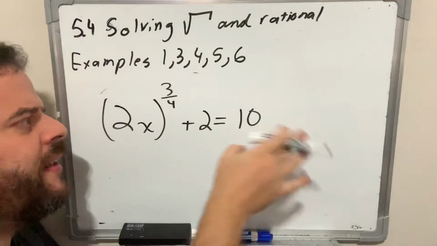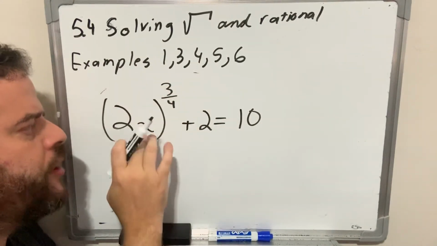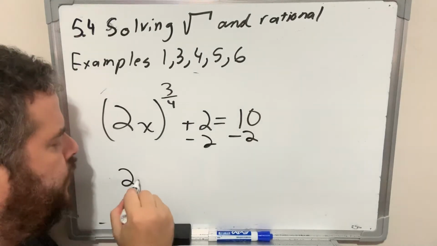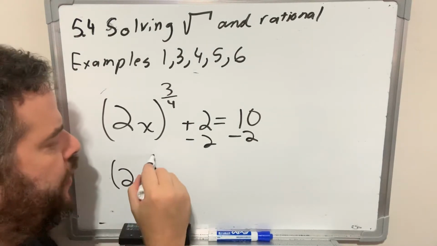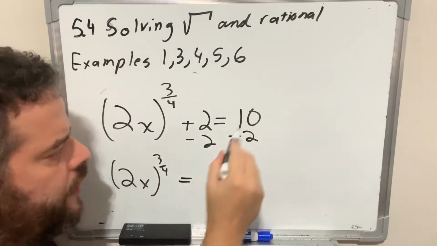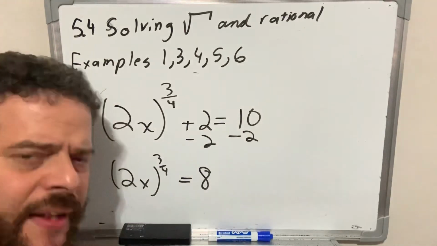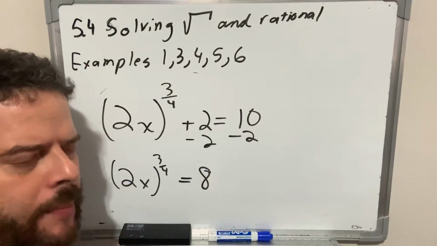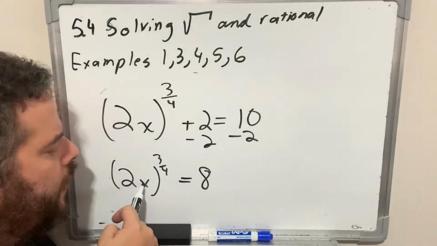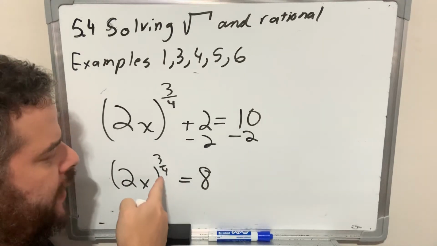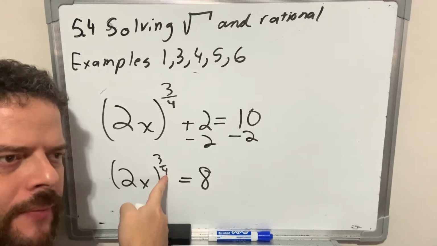Step 1, isolate everything until you're left with the expression with the variable. So minus 2, minus 2. I have 2x, and this is raised to the 3/4 equals 8. Now here's the tricky part. And it's not that tricky. This is just the part you have to do. I want to isolate my x now. So I have to get rid of this exponent.